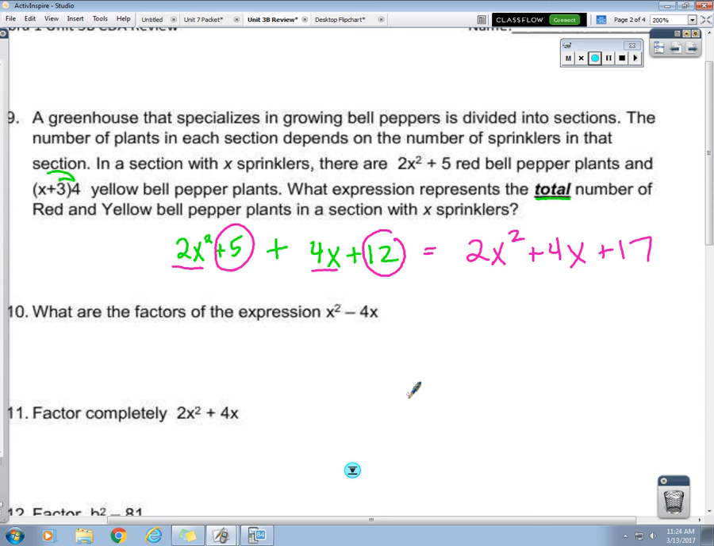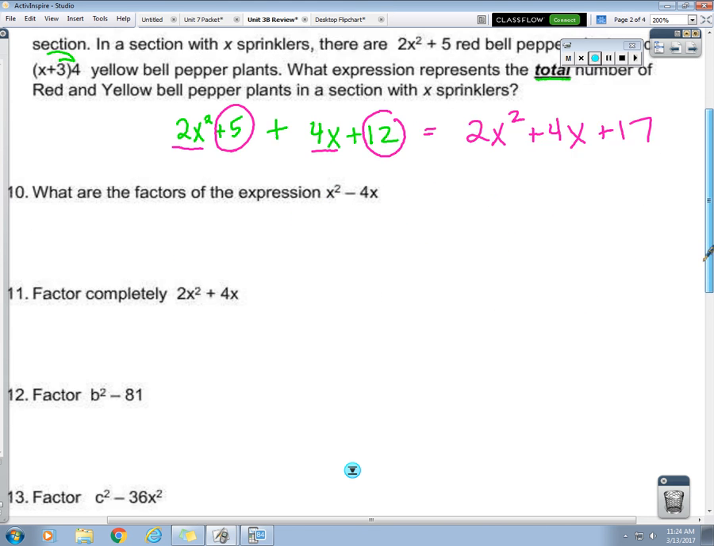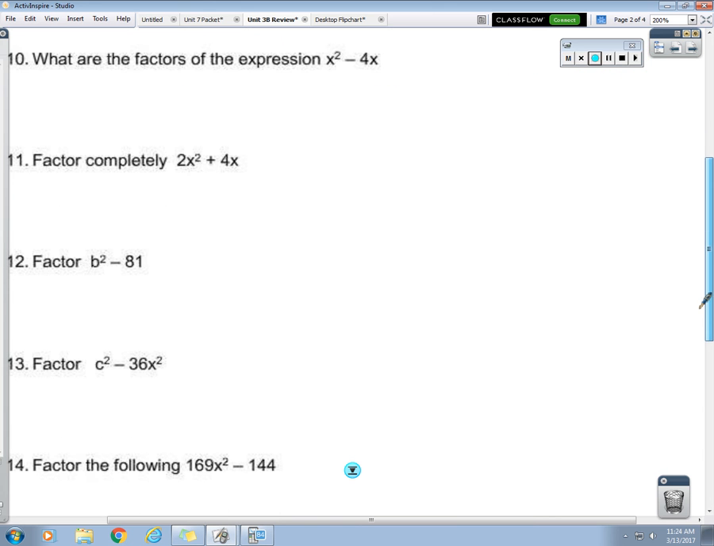Okay, number 10. What are the factors of the expression x squared minus 4x? So they're wanting us to factor a binomial. Does anybody remember the process of factoring a binomial?